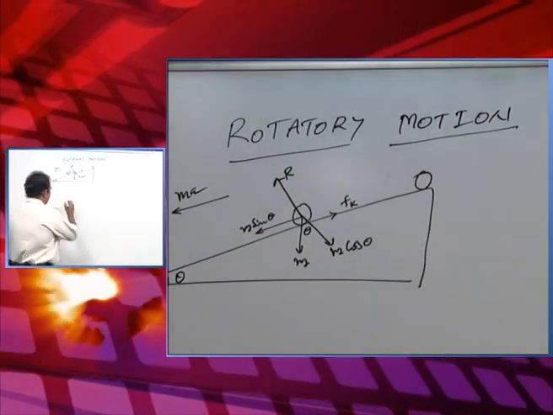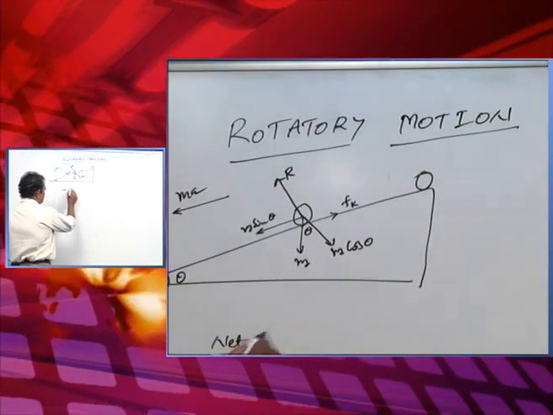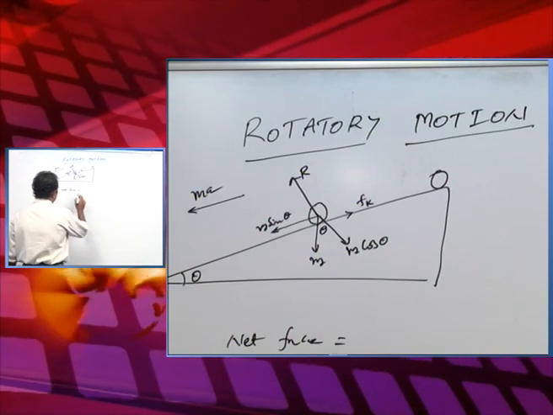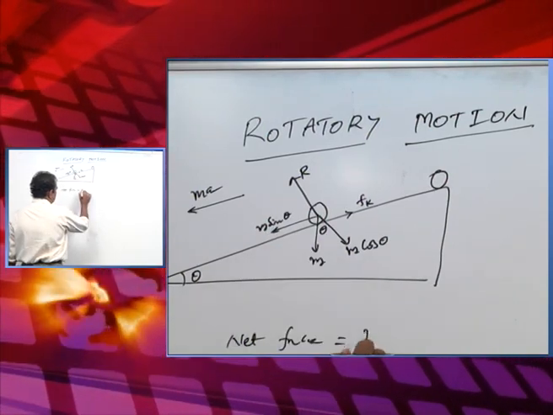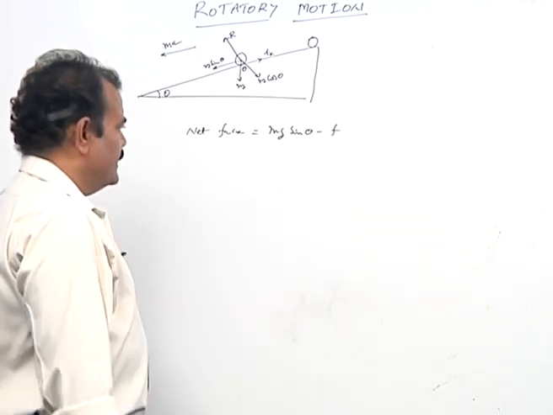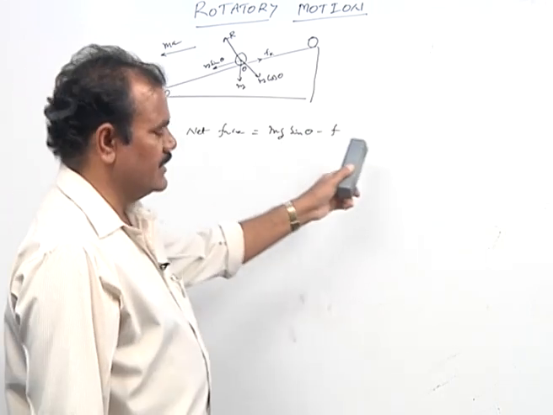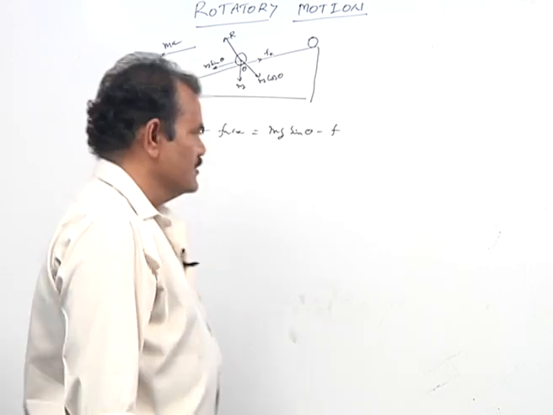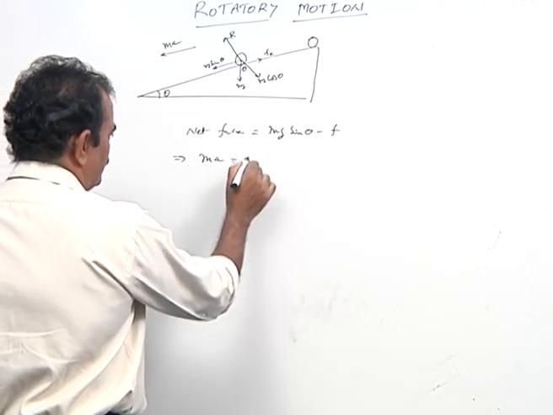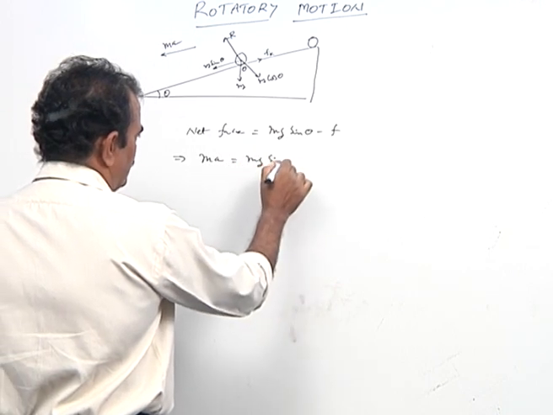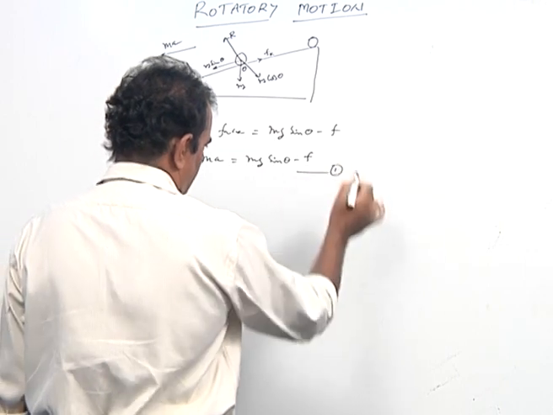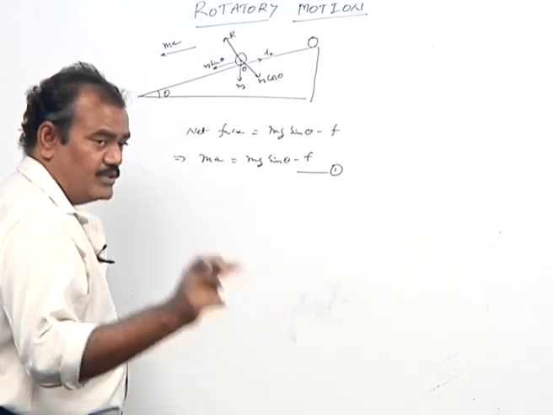And here the net force is equal to mg sin theta minus frictional force. So net force is equal to ma, and that will be mg sin theta minus f, and that is taken as the first equation. And here our target is to find out the mu value.